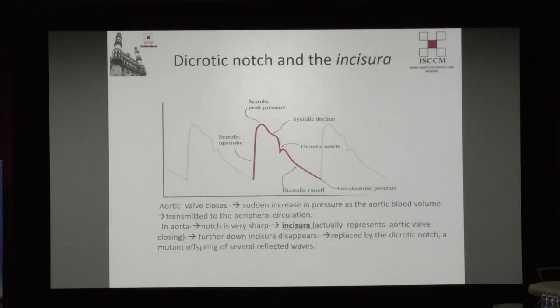Something about the dicrotic notch. When the aortic valve closes, there is a sudden increase in the pressure as the aortic blood volume is transmitted to the peripheral circulation. In the aorta, this notch is very sharp, which is known as the incisura, which represents the aortic valve closure. As we go more distally, this incisura is replaced by a dicrotic notch, which is generally a combination of different reflected waves accumulated over a period of time.